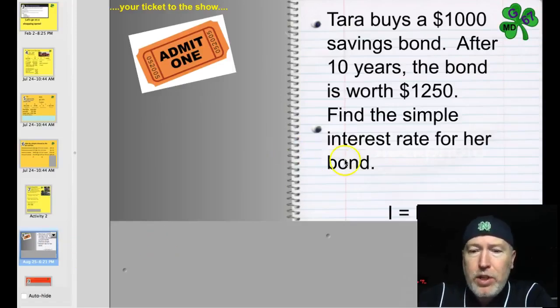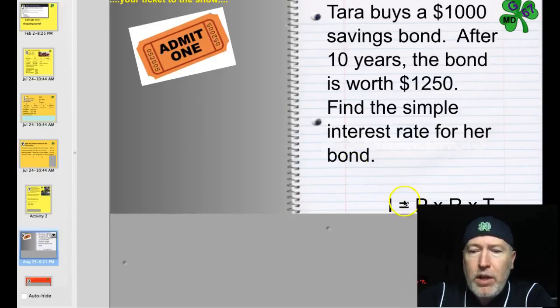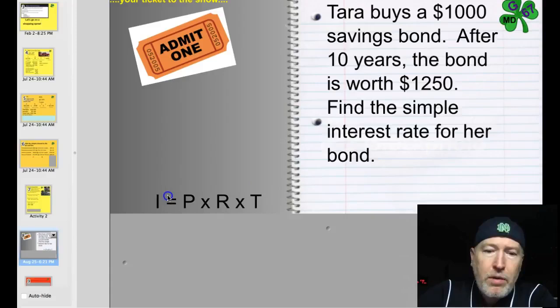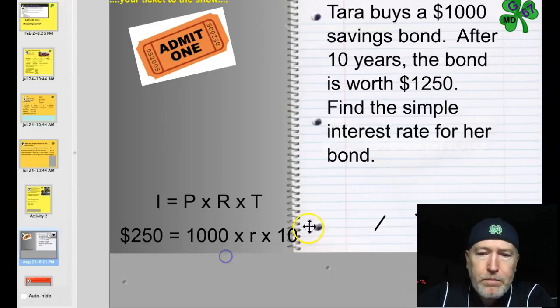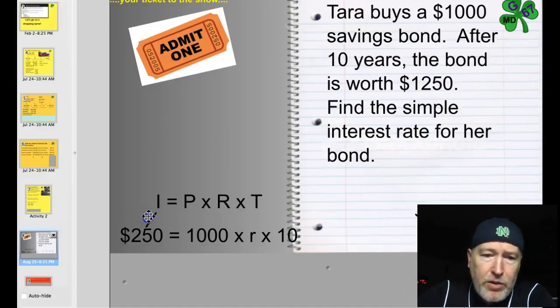All right, let me just help you a little bit here. Here's the interest is equal to the principal times the rate times the time. Does that help? You're going to have to subtract to find out how much interest she paid. All right, let me help you a little bit more. So if you take the $1,250 and you subtract the $1,000, you find out that she earned $250 in interest.